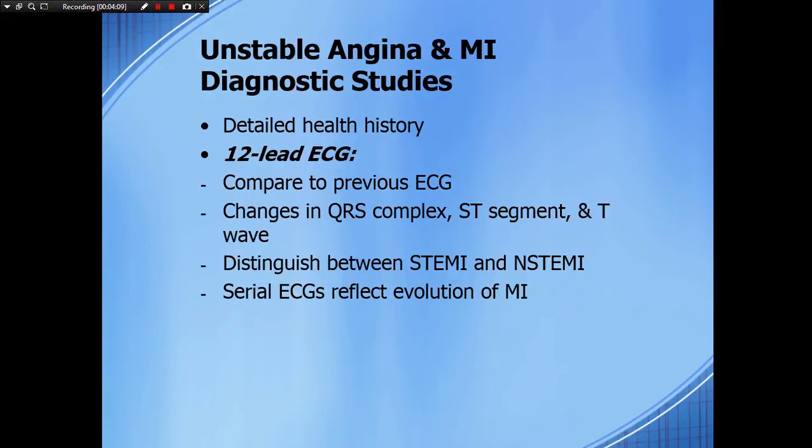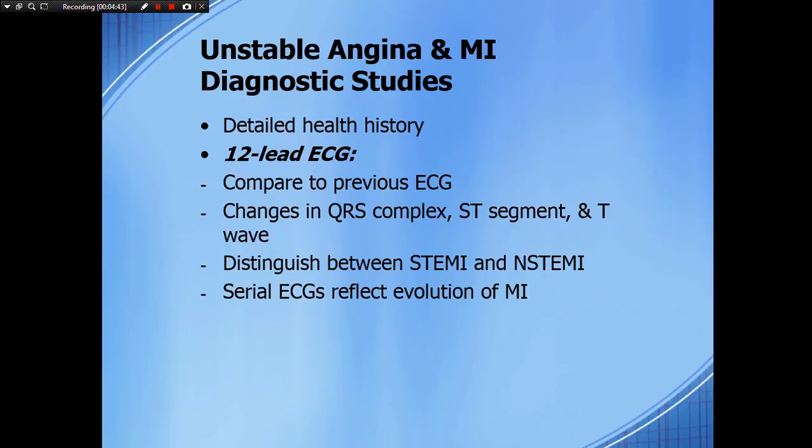In addition to the patient's history of pain, risk factors, and health history, the primary diagnostic studies used to determine whether a person has UA or an MI include an EKG and serum cardiac biomarkers, which are lab blood work. The EKG or ECG is one of the primary tools used to diagnose unstable angina or a myocardial infarction. Whenever possible, it should be compared to a previous ECG or EKG.